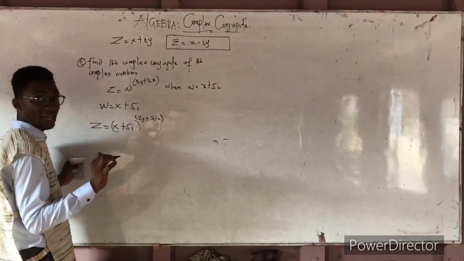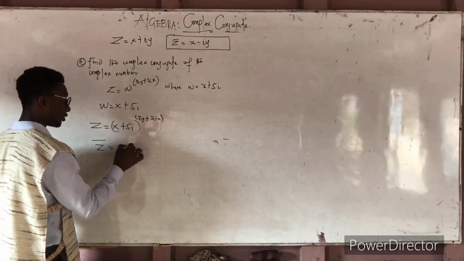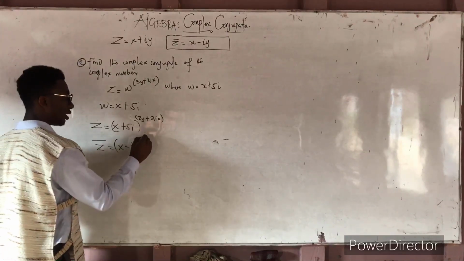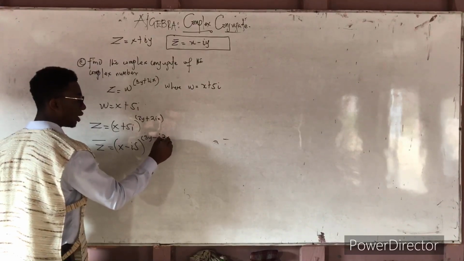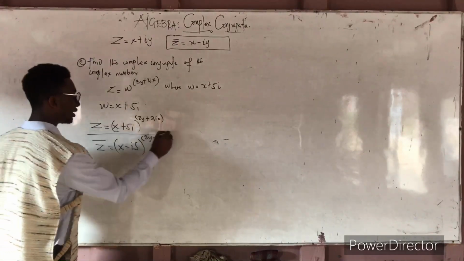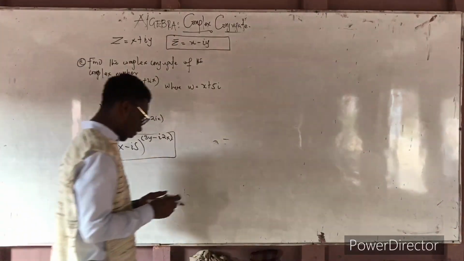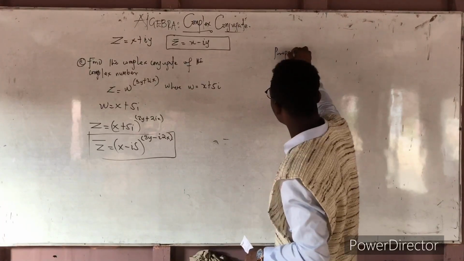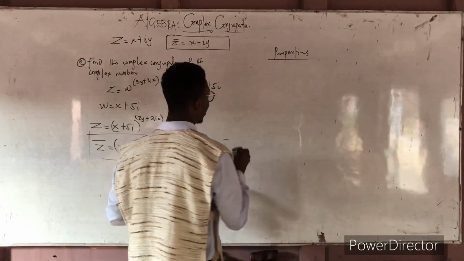Negate all the imaginary part. So therefore, the complex conjugate is x minus 5i raised to the power 3y minus 2ix, and this becomes the complex conjugate. These are properties you are supposed to note again, aside from the operational properties.